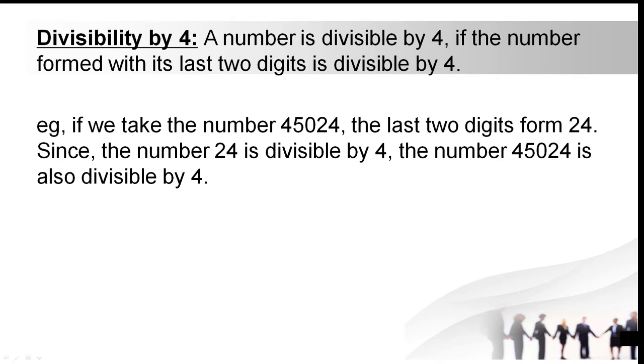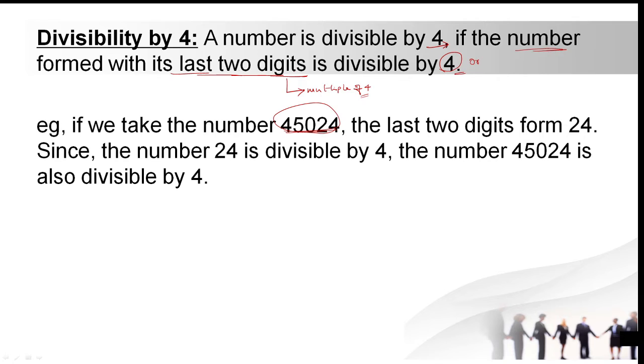A number is divisible by 4 if the number formed with the last two digits is divisible by 4, or we can also say the number formed with the last two digits is a multiple of 4. Divisible by 4 or multiple of 4 means both are the same, right? So that's why I call it like that. I have given one example here, that is 45,024.